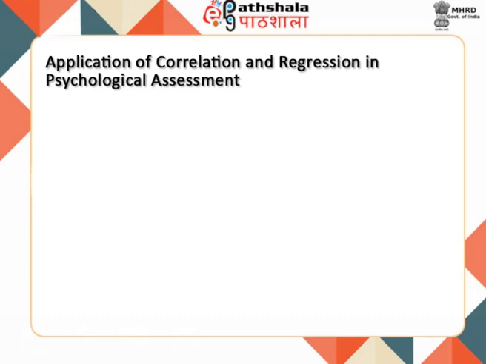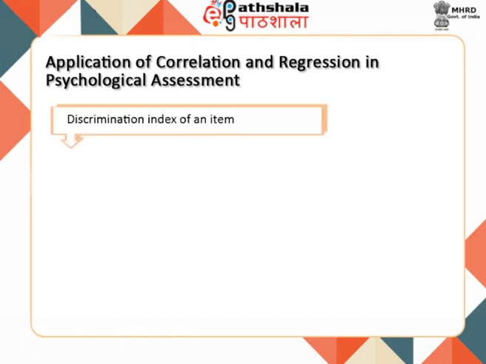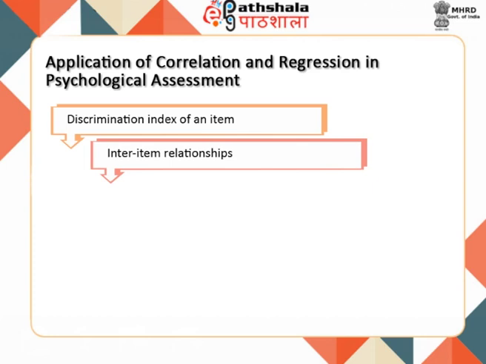Application of correlation and regression in psychological assessment. The discrimination index of an item is calculated by correlating the score of each individual test item with the total score on the test. This helps a researcher to know how an item relates to the total test score, or item total validity. Correlation also identifies the inter-item relationships, which establishes item reliability of a scale.